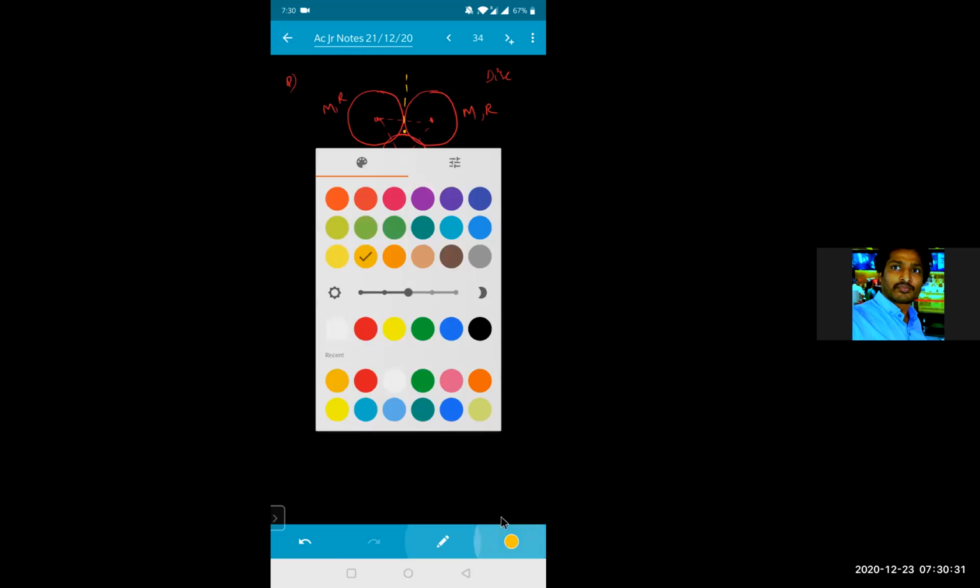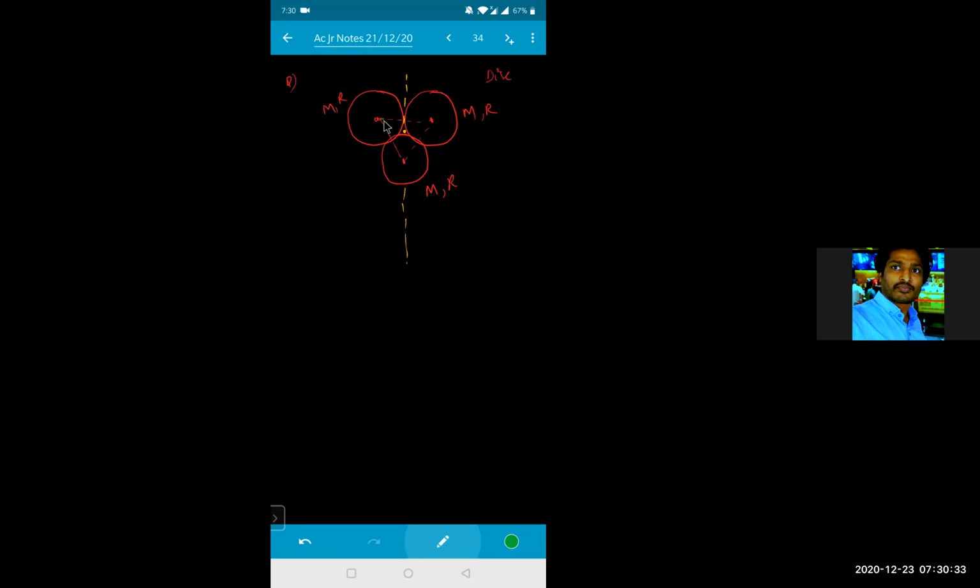Now you already know from basic geometry the distance from one corner to the centroid in an equilateral triangle. Last time I also told you. So this is a distance d. The distance d will be equal to 2r by root 3.